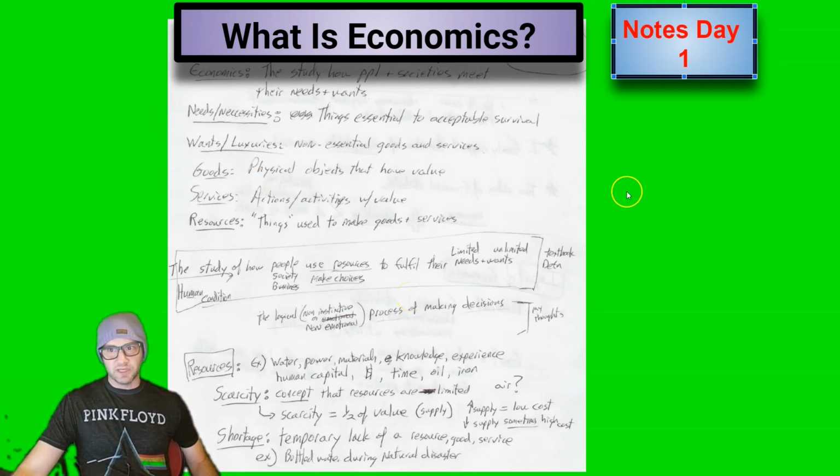So let's go back to the basic definition. We will study how people or societies can meet their needs and wants. What do people and societies need to survive? And what do they want to have in addition to survival? What goods and services do people need and want? And looking at that is economics.